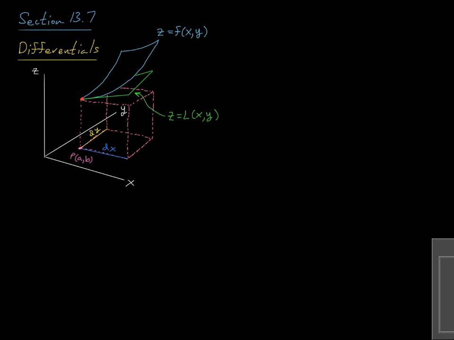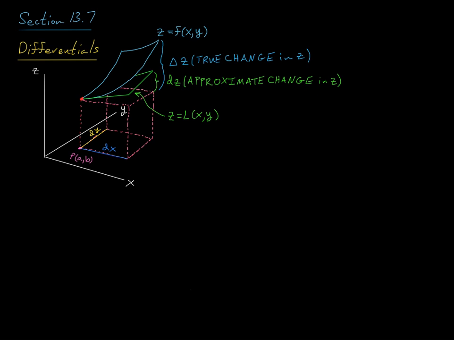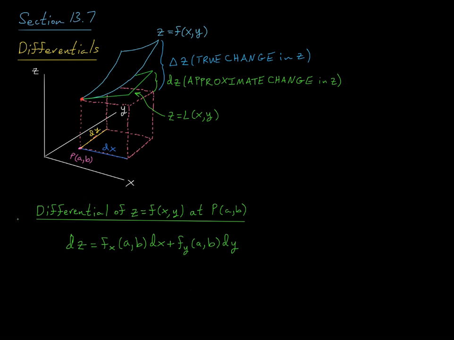And there's really two changes I could consider now, right? I could consider the true change in my surface. I'll call that delta z. That's the true change in z. But if I just looked at the change along my tangent plane approximation, right, I'm going to call that the differential change, just as we did in Calc 1. This is called dz, right? So that's just giving us an approximate change in z. Okay, so how can I go about computing this thing?